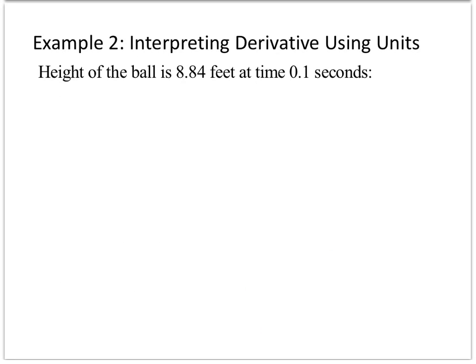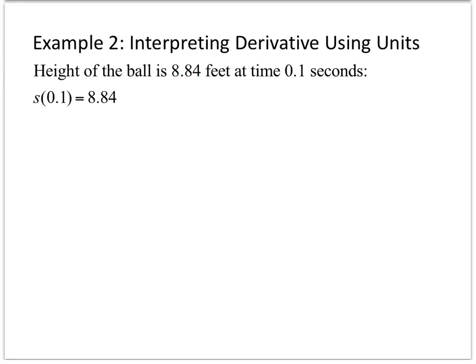All right, if I want to interpret this, the height of the ball is 8.84 feet at 0.1 seconds. And let me preface this with, I'm just giving you information. We haven't calculated anything. I'm just telling you the height of the ball is 8.84 at that time. So what this means is if I evaluated this function, I don't have a function, but if I had one and I evaluated it, like you're used to seeing in algebra, f of 3, and you plug in the 3. This is saying that the height of the ball, s of 0.1, equals that.